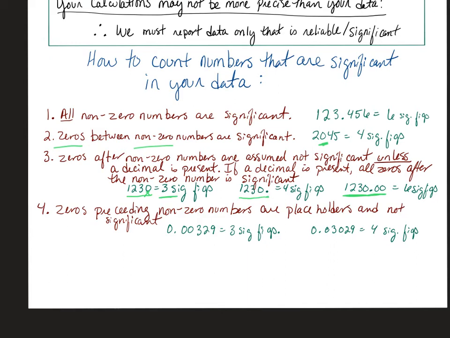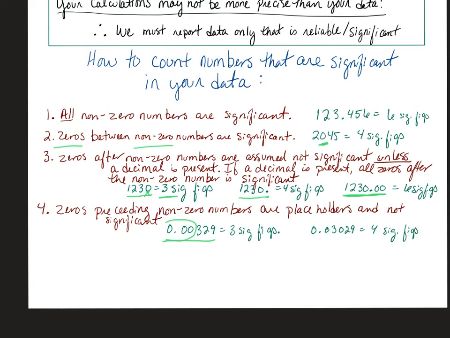Now, the same way we can have numbers after whole numbers that are kind of placeholders, we can have zeros preceding non-zero numbers, and those are not significant as well. So here's what I mean. See this number down here?